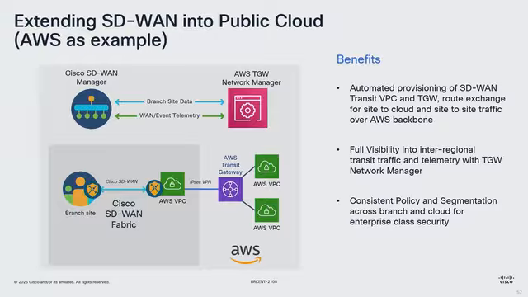And you can also use the AWS TGW Network Manager to share telemetry data from the branch site to the AWS TGW Manager and vice versa. So you have complete telemetry exchange. You will get visibility, whether it's in the AWS TGW Network Manager or the SD-WAN Manager, about how the connection is performing.